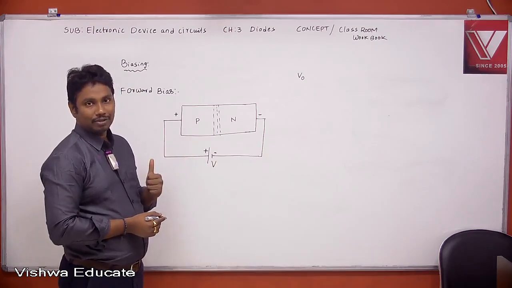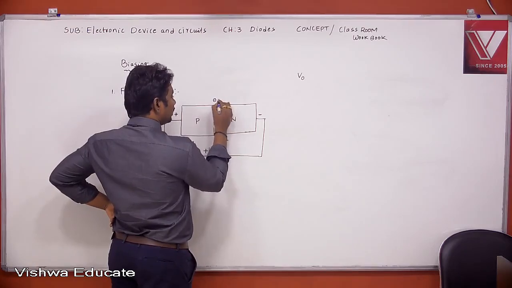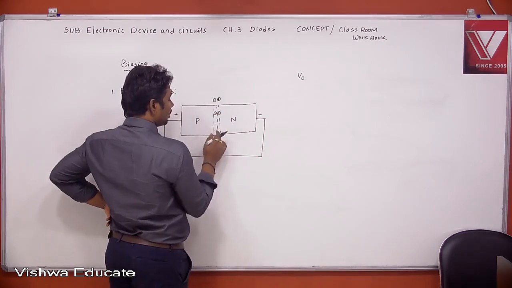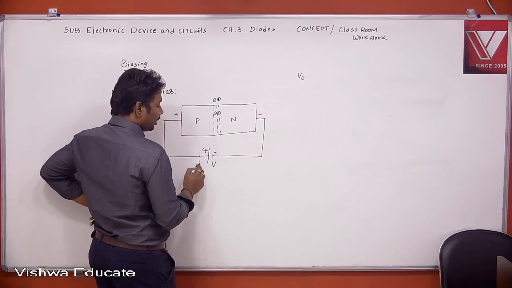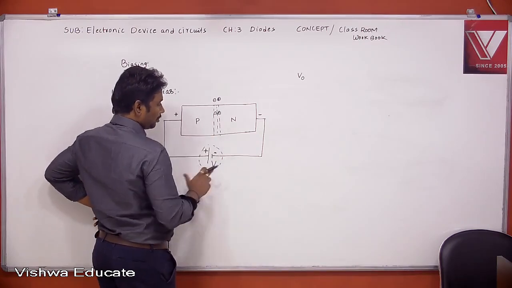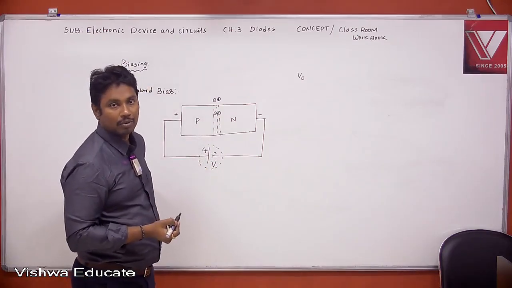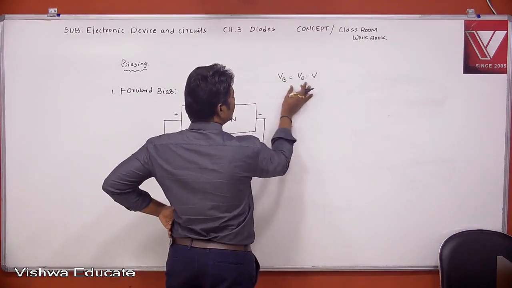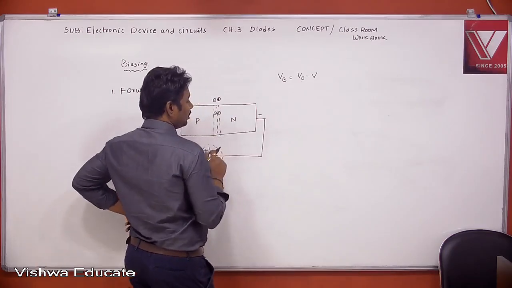Why is it decreased? See this. What is the direction of the barrier potential in the unbiased condition? These are all our acceptors. These are all our donors, right? And what is our applied voltage direction? Positive to negative. Our applied voltage is opposite to the existing barrier potential. That means what will be the net barrier potential? The net barrier potential decreases or becomes smaller, and it is given by VB equal to V0 minus V. V0 minus V means the net barrier potential decreases, right?